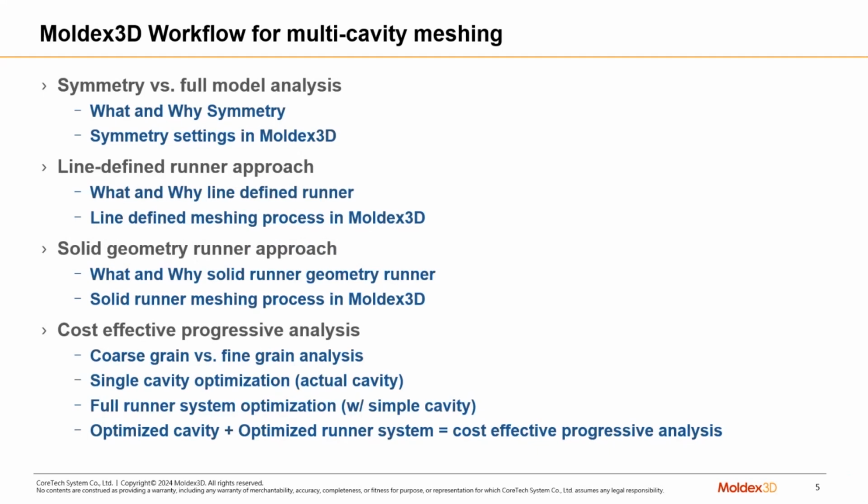All right. So today what we're going to do is we're going to look at the workflow for multi-cavity meshing, right? There are two major types. One is full model analysis, and another one is symmetry. What does full model analysis mean? Basically what it means is, let's say you have a mold, you bring it in and you run the simulation on the complete mold, considering all the cavities, the entire runner system, everything, right? That's called full model analysis.